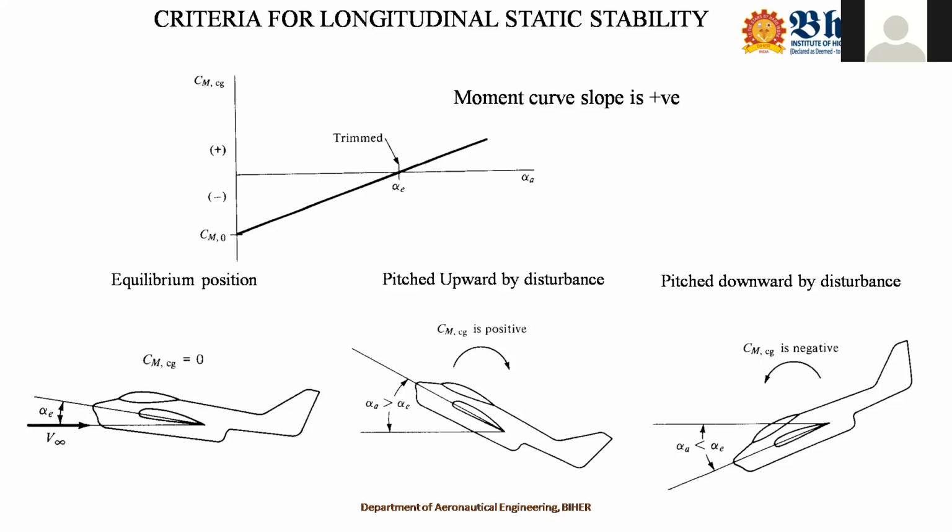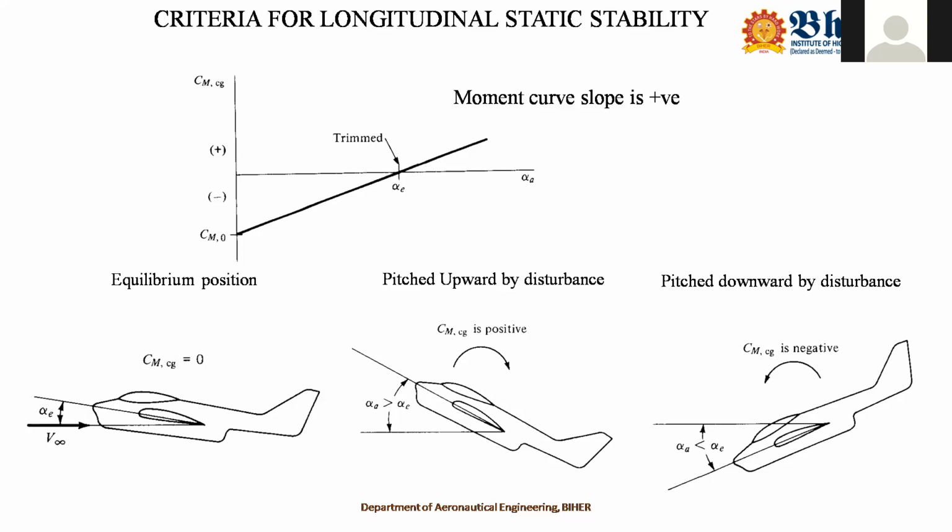It is not coming back to the equilibrium condition. It moves somewhere away from the equilibrium condition. Yes. Now coming to the third one, look at the third figure. So here, because of some disturbance, the craft is pitched downwards. So when it is pitched downwards, then how about your absolute angle of attack? It is less than the trimmed angle of attack.